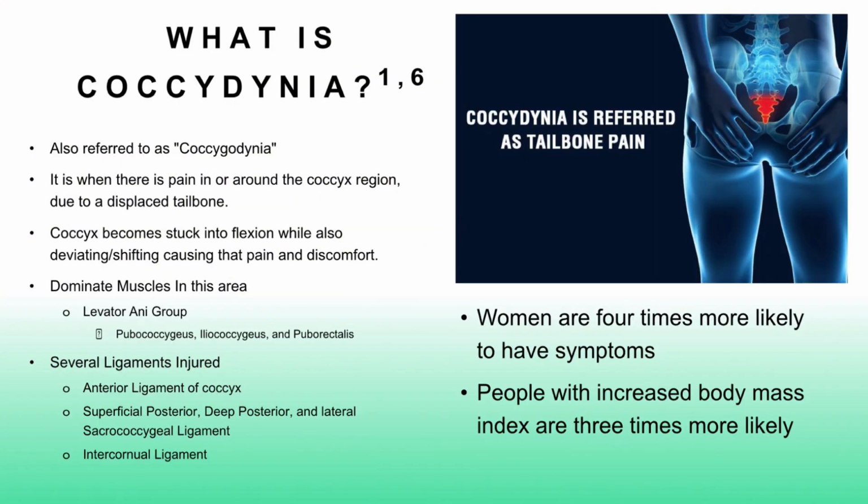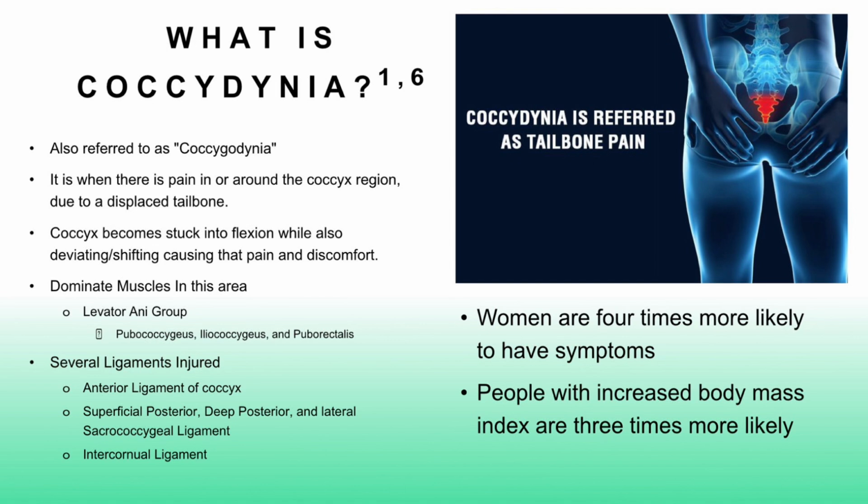Okay, so what is it? Coccydynia occurs when there is pain in or around the coccyx region due to a displaced tailbone. The coccyx may become stuck in flexion while also deviating or shifting, causing pain and discomfort.